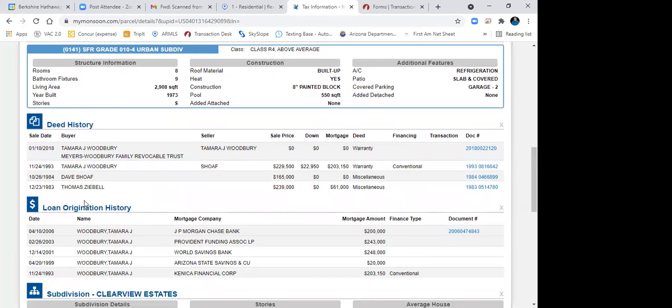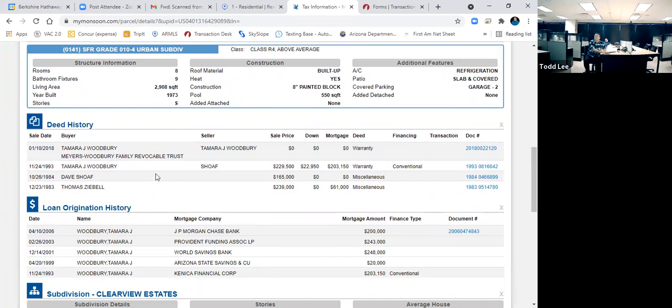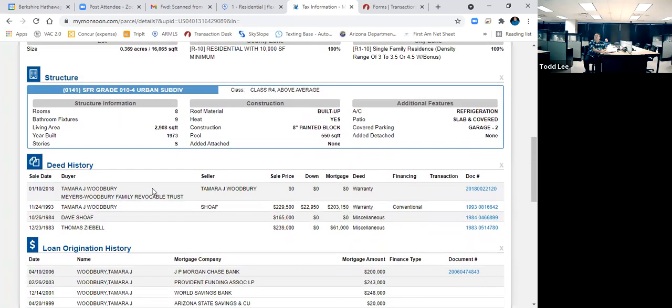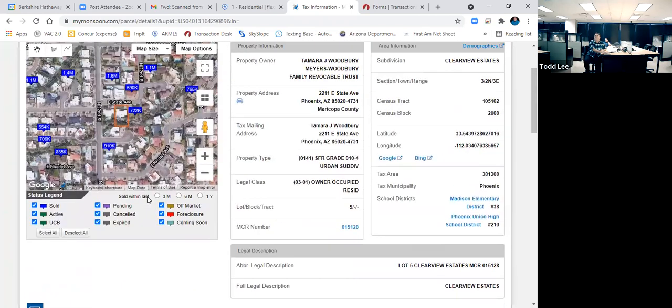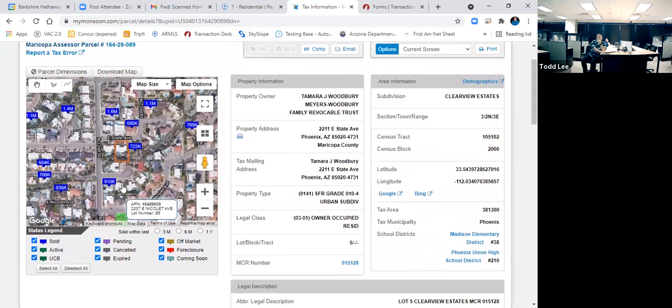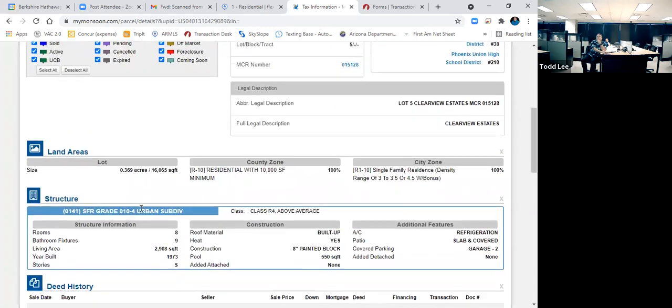I think it was sold in the 90s. 93. Yep, the last time it was sold. That was my parents' house when we first moved to... Oh, that's a great neighborhood. It was a great neighborhood. My dad paid $170,000 for it. Wow.